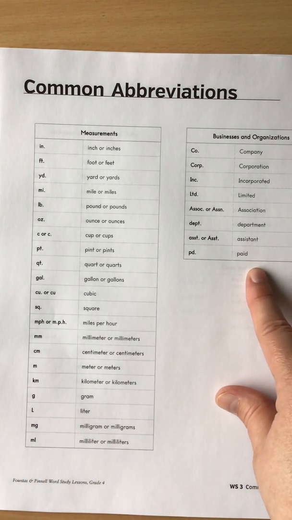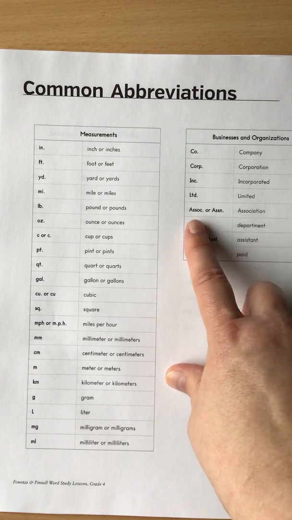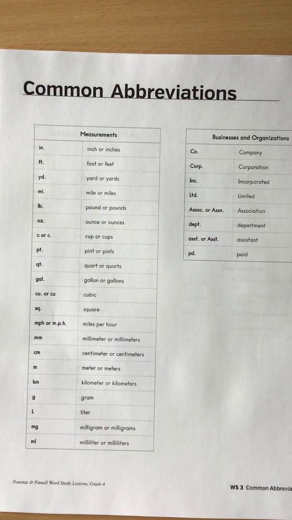Okay? And then some businesses or organizations. All right, so when they have two of them, it's your choice to use how you want. All right, so just be aware of abbreviations, and that when you're reading them, you would read them like the whole word is written out.